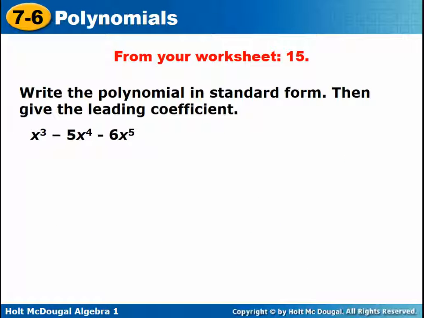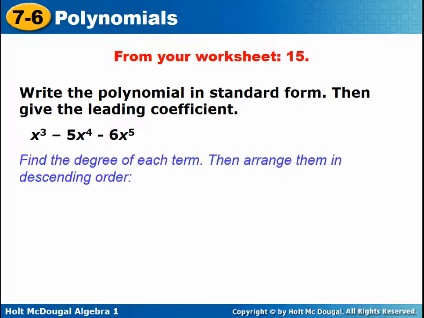Here's one from your worksheet to do. We have to find the leading coefficient, so we need to write it in standard form. So we need to find the degree of each one of these terms. The first one would have a degree of 3. Next one would have a degree of 4, and the last one would have a degree of 5.